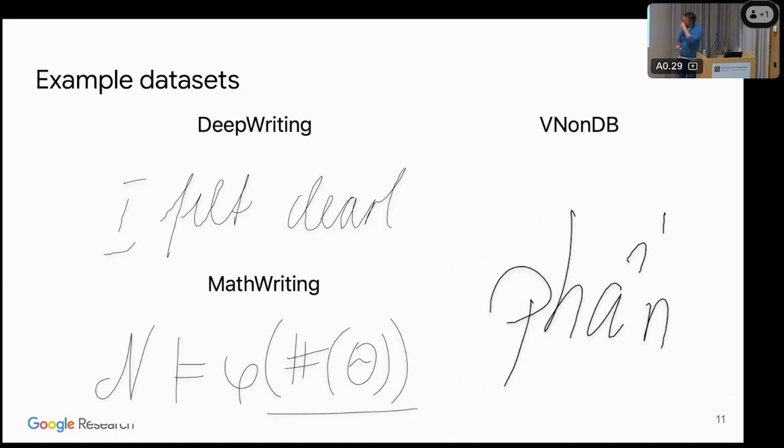So here are some example datasets that we use. Again, with handwriting, there are different types: drawings, text, math, different languages, different scripts, and all these other things. And so there are a number of datasets out there that we use to benchmark our models across some of these dimensions.